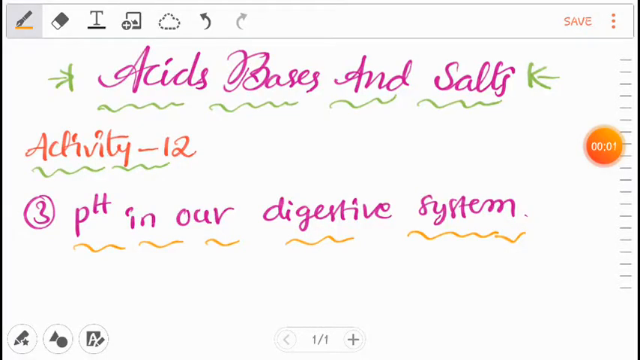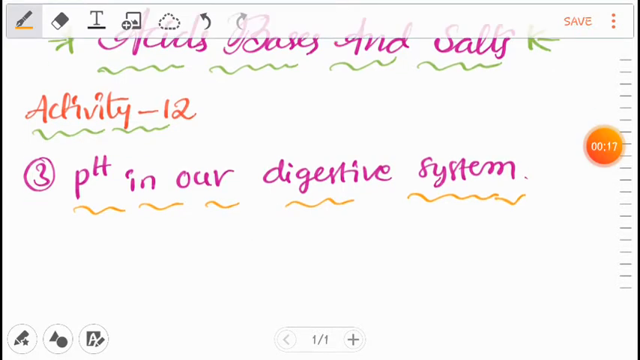Students, we are discussing acid, bases and salts, activity 12. Under activity 12, we are discussing the importance of pH in our day-to-day life. The first two I explained before. Third one, pH in our digestive system.